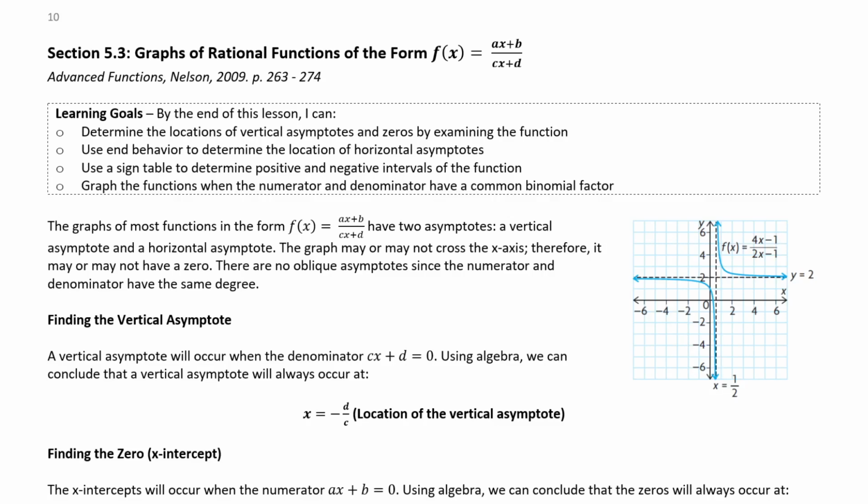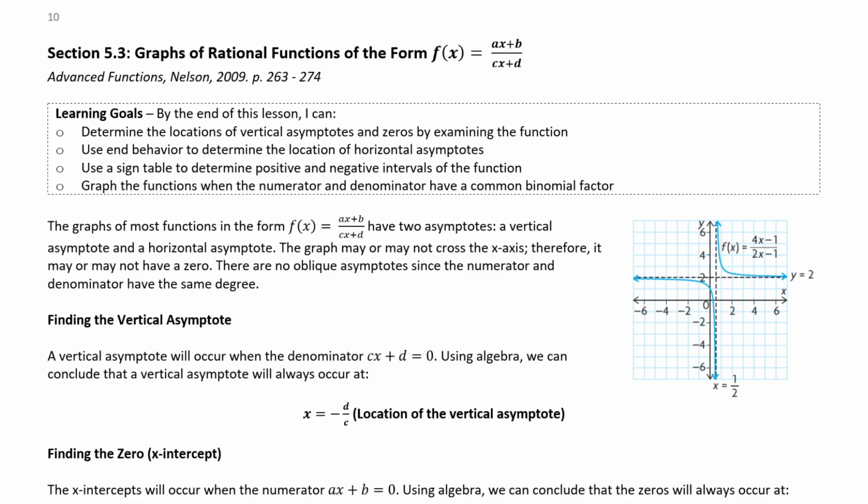Section 5.3, graphs of rational functions in the form f of x is equal to ax plus b over cx plus d. By the end of this lesson, you should be able to determine the locations of the vertical and horizontal asymptotes by examining just the equation of a function. Use end behavior to determine the location of horizontal asymptotes. Use the sign table to determine positive and negative intervals of the function. And then graph the functions when the numerator and denominator have a common binomial factor.